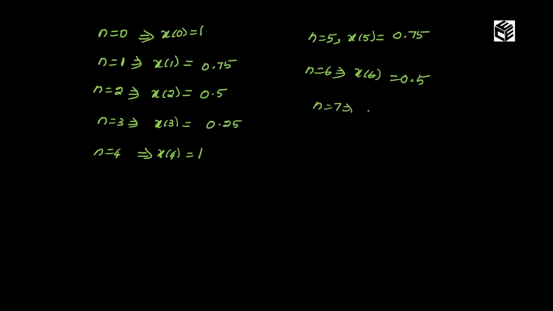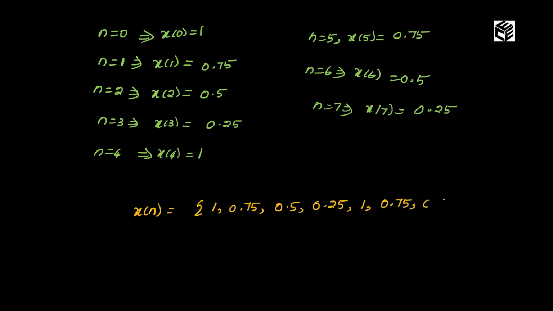and for 7, x of 7 is equal to 0.25. Okay, so as a final, I can write x of n is equal to 1, 0.75, 0.5, 0.25, 1, 0.75, 0.5, 0.25. So this is how we calculate x of n. I am not explaining the steps here because in the previous session as well as in the previous problem we have seen how to solve this. Okay, so please refer to those two videos for the explanation of steps.